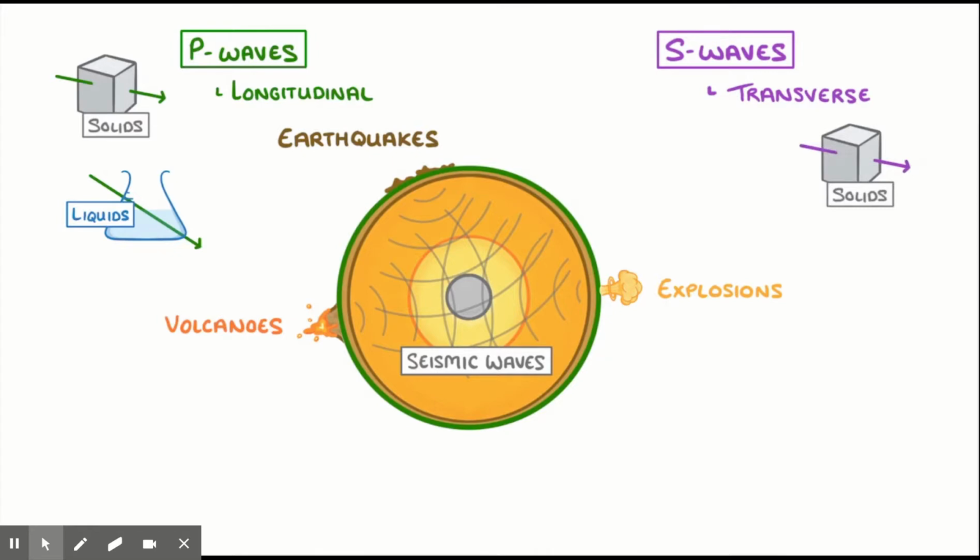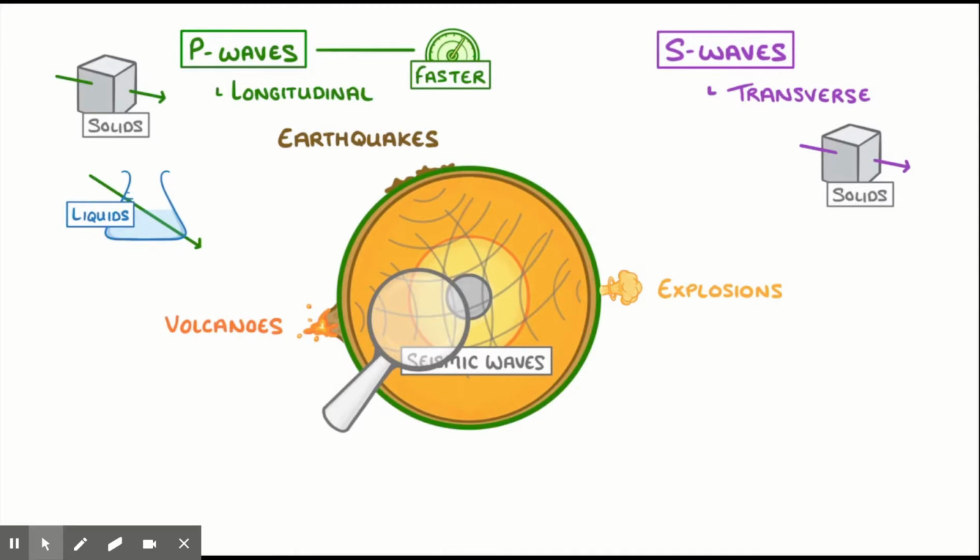The other difference to know is that P waves are much faster than S waves. By studying how the waves travel through the Earth, scientists are able to figure out its internal structure, which helps them to understand what the Earth is made of.